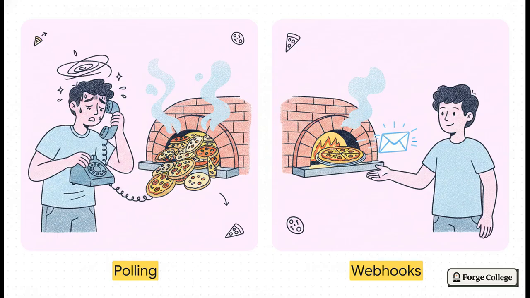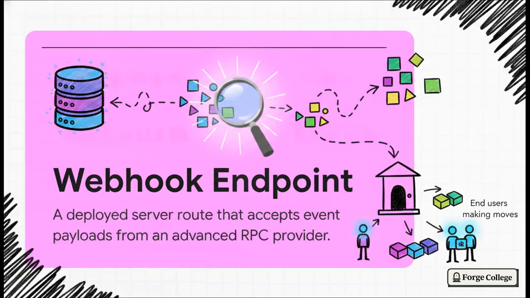A webhook, on the other hand, is like that pizza place simply shooting you a text message the exact second your order comes out of the oven. It's incredibly efficient, and it shifts all the heavy lifting completely off your client app and over to the event producer. So, what is a webhook endpoint, formally speaking? It's basically just a deployed server route that reliably catches grouped event payloads from an advanced RPC provider, someone like Helios, for example.